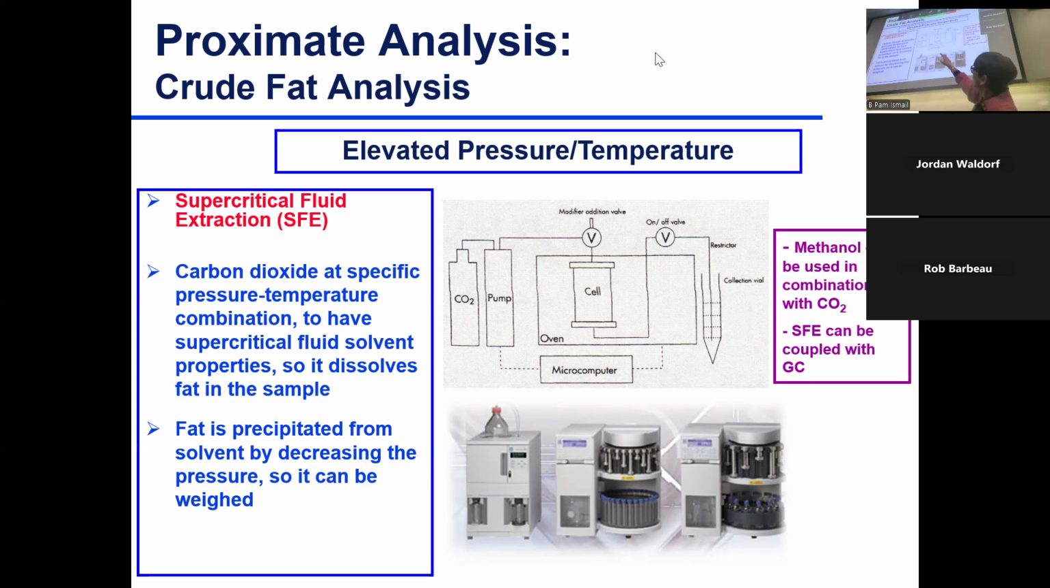Sometimes you add methanol with CO2 to help extract more polar lipids, because methanol is a relatively polar organic solvent. This type of extraction works well with GC analysis, depending on the components or the fractions we are extracting. So it can be linked to GC.